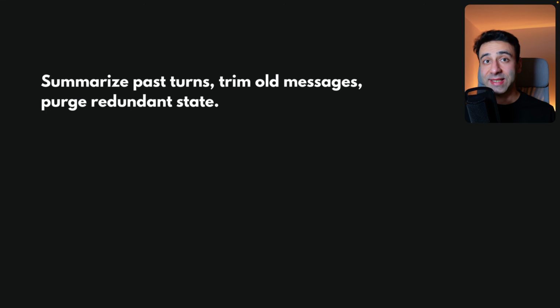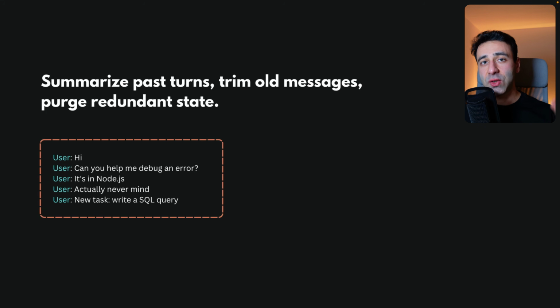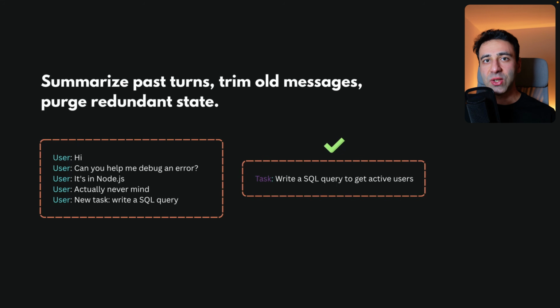The gist of context engineering would be summarizing the patterns, trimming the long old messages from the context, and of course purging any redundant state that's coming from the memory. For example, if the user had this long conversation with our system where they're asking about some questions and then figuring out that never mind, we can forget that. What you can do is actually summarize all of that conversation and then store it in memory and delete the old sentences from the memory.